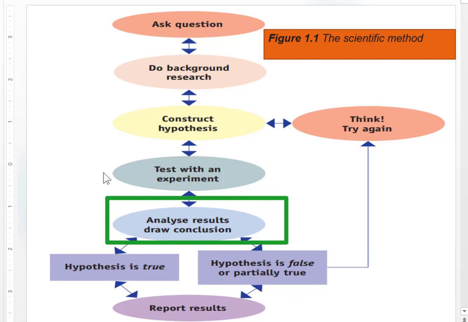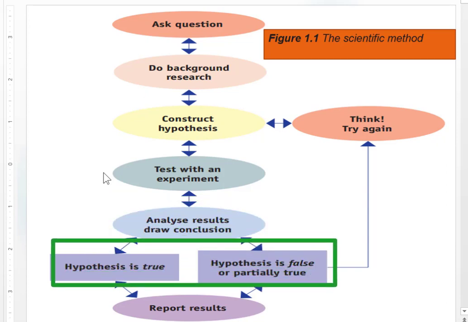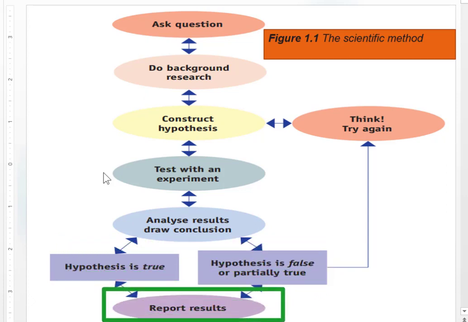And then we have to analyze results and draw conclusions. Experimental results should be analyzed to draw conclusions. The sixth step here is accepting or rejecting the hypothesis. This means that in this stage, if the result is similar to the hypothesis, our hypothesis gets accepted. If the hypothesis is false or partially true, it might be rejected. Then the last step, report results. So we have to report the results to concerned bodies and leave our work to others for further work.